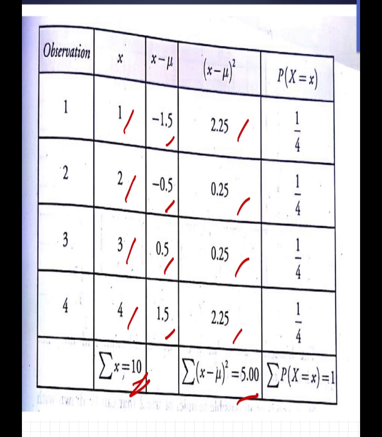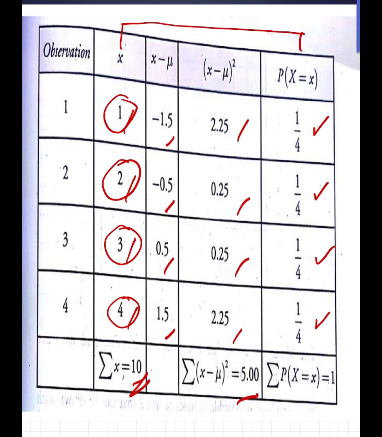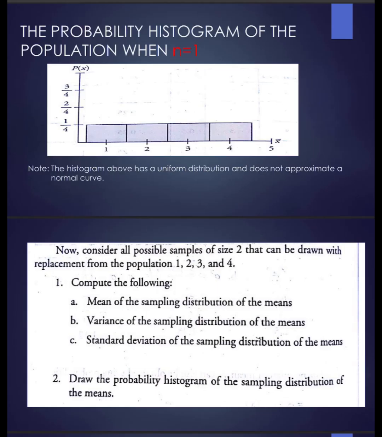To draw the probability histogram, we need to define the probability of the population values. Okay, if the population value is 1, the probability is 1/4. The population value 2, the probability also is 1/4. The population value 3, the probability is also 1/4. And the population value 4, the probability is also 1/4. Okay, so we need these two to construct our probability histogram.